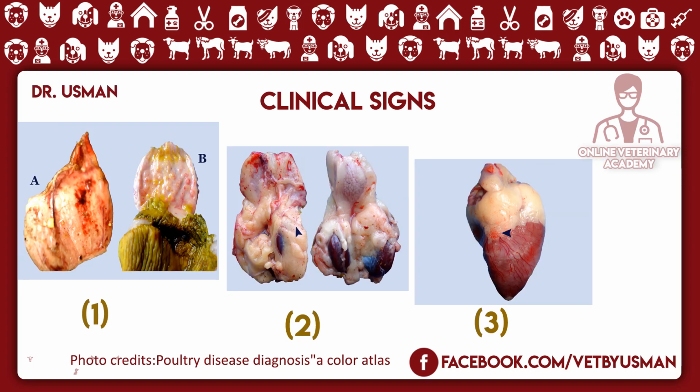In photo 1 hemorrhages on the serosal surface of the proventriculus, which is a pathognomonic sign. In ND these hemorrhages are on the tips of papillae in the proventriculus. In photo 2 there are hemorrhages on the fat around the gizzard. In photo 3 hemorrhages are observed on the pericardial fat.